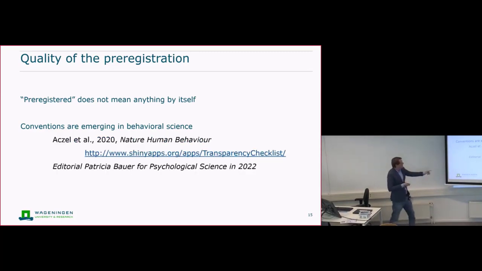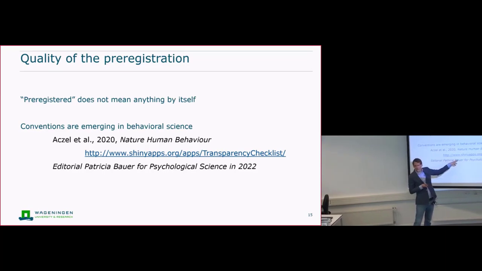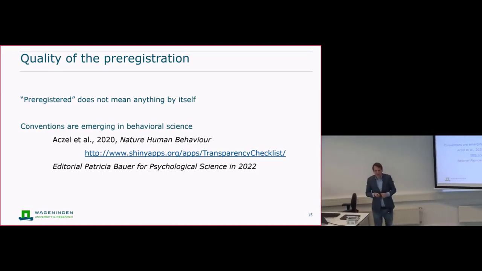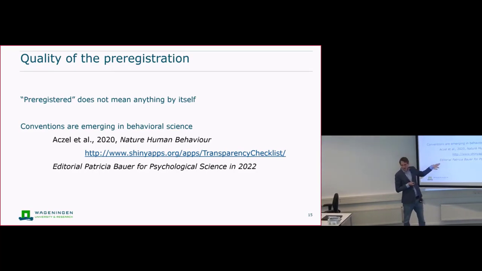Now, there are some conventions emerging slowly in behavioral science. For instance, this is a paper in Nature Human Behavior. You can also click this link and you come into some kind of dynamic interface in which you can increase the transparency of your work and may also give some handles on the level of detail that you want to pre-register your work on.